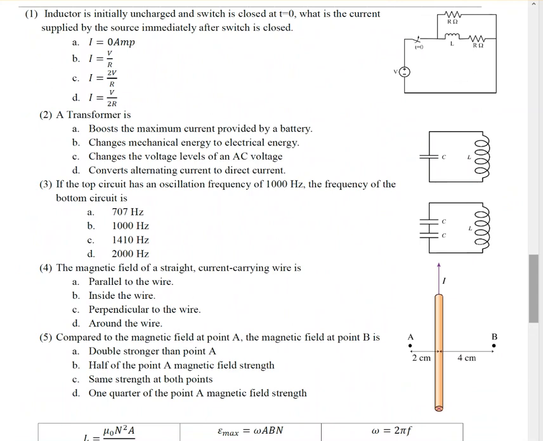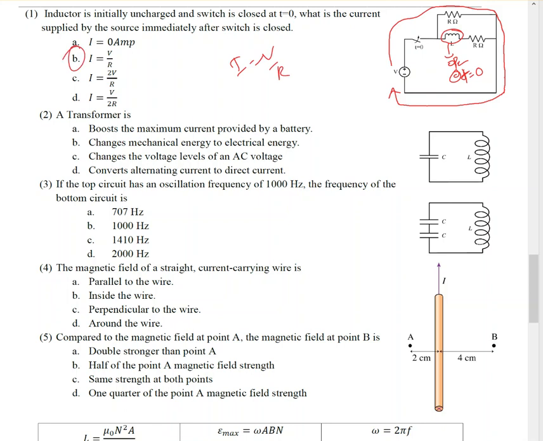The inductor is initially uncharged and switch is closed at t equal to 0. What is the current supplied by the source immediately after switch is closed? So immediately at t equal to 0, inductor is going to behave like an open circuit. Once it is fully charged, after some time it will act like a closed circuit. That some time is, we're talking about probably microseconds. So at t equal to 0, that's going to act like open circuit. So I equal to V over, since once we close the switch, current is going to pass through only that R. So I equal to V over R.